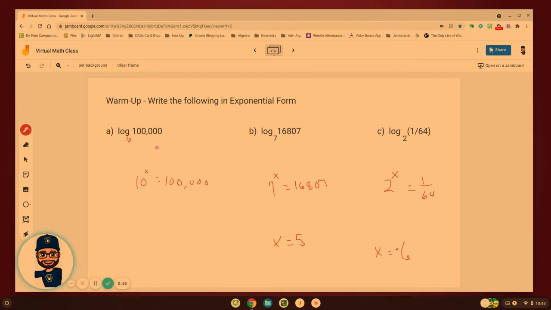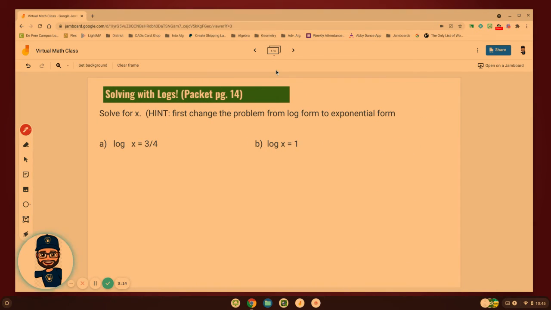But the main goal in solving is being able to go back and forth between logarithmic functions and exponential. Can you write them both ways? Because this is really what we have to do to solve. We have to go back and forth between the two formats. That's what solving is; it allows us to go back and forth.